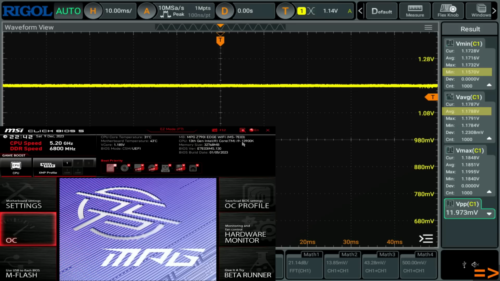Today we're going to be testing the MSI Z790i Edge Wi-Fi, so the ITX motherboard from MSI. I bought this board. It's not a review sample from MSI.